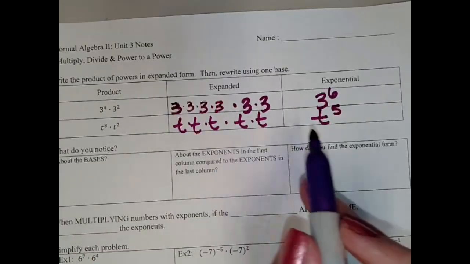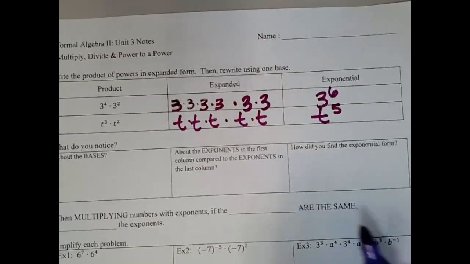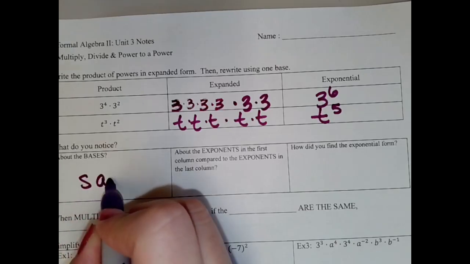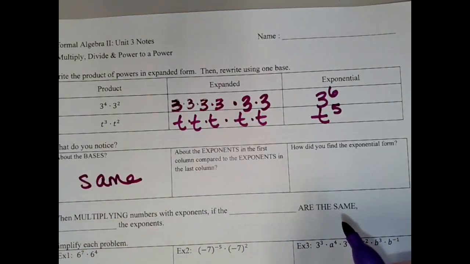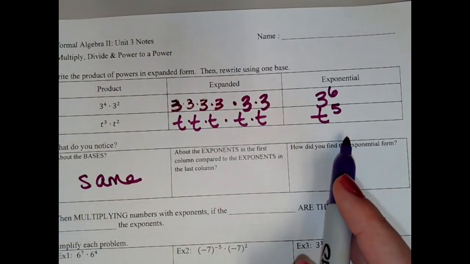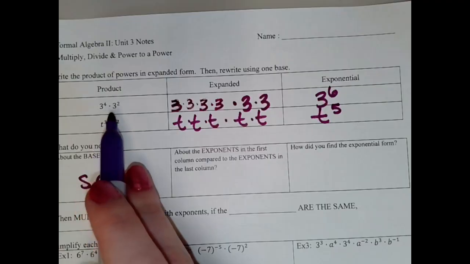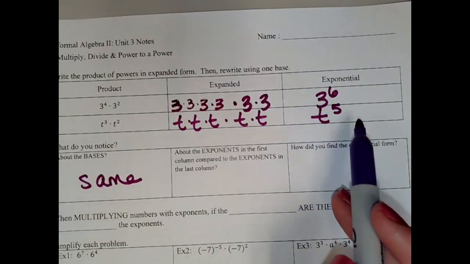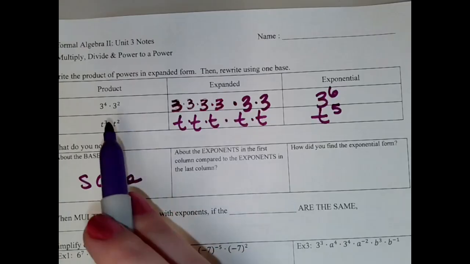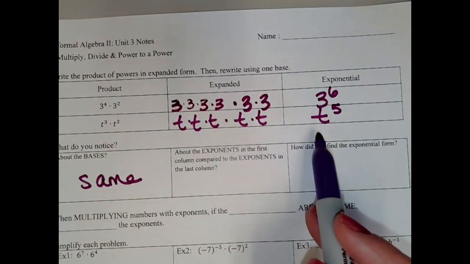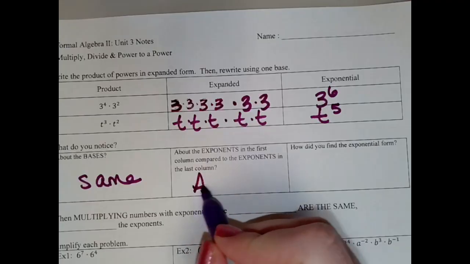Well, the bases between the product and exponential form never change. They stay the same. So I'm just going to write same. What do you notice about the exponents in the first column compared to the exponents in the last column? Well, originally I had 4 and 2 and it became 6. Then I had 3 and 2 and it became 5. So what's happening here is when we're multiplying by the same base, we end up adding the exponents.